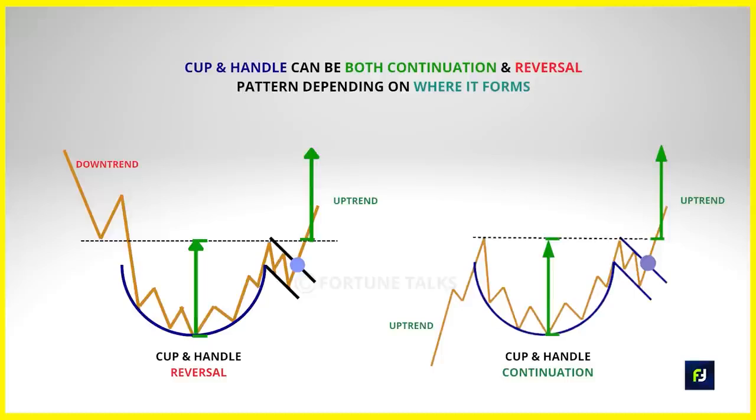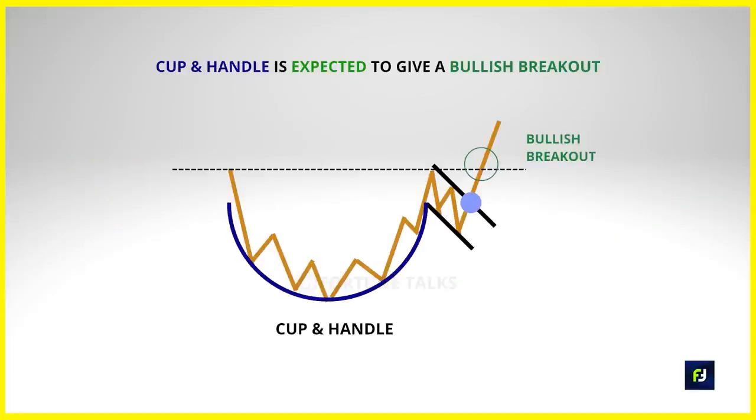If it is formed during an uptrend, then this pattern indicates a bullish continuation. Likewise, if it gets formed during a downtrend, the pattern will indicate a bullish reversal. Now, I am not actually curious about where the pattern forms, but I am more interested in the fact that the breakout always occurs towards the upside. That is, the cup and handle pattern is expected to give a bullish breakout. Now let's dive into the finer details.